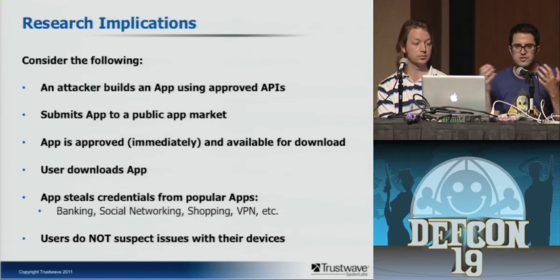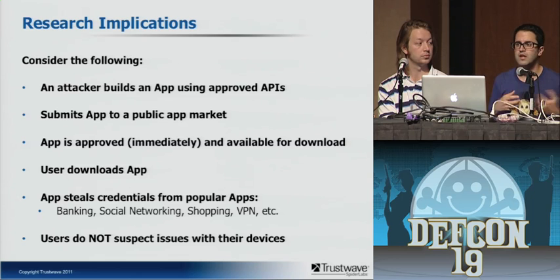And then, some of the research implications. We're going to talk about one of them here, and we'll have some more at the end. But basically, consider the following scenario. An attacker builds an app using approved APIs. These are things that even if Google was doing some filtering within their app submission process, they wouldn't be able to detect. They submit the app to a public app market. The app is approved in the Google Market example. It's approved immediately and available for download.